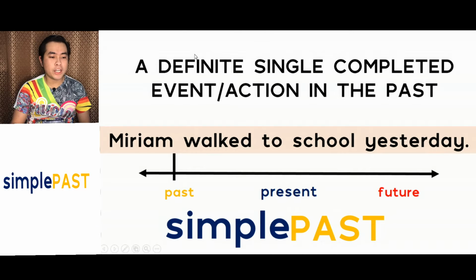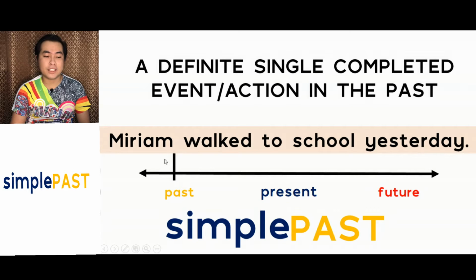Here, a definite single completed event or action. If we look again at the timeline, the walked actually happened at this point of the timeline. This is where you could find yesterday. This is because you are reporting, for example, this event at present.